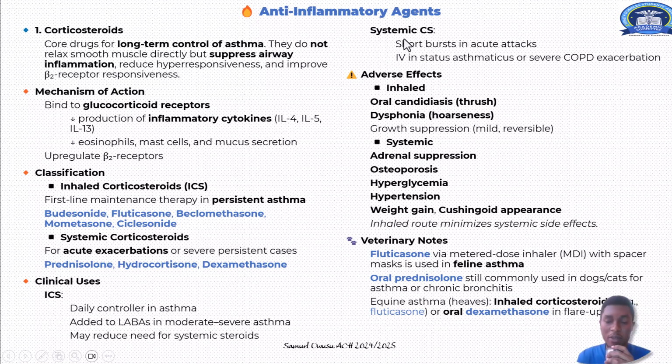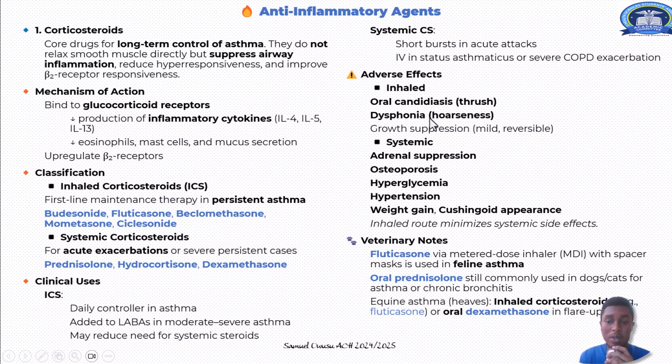And for the systemic corticosteroids, when you have a person with status asthmaticus, these are the right agents that you want to use, prednisolone and hydrocortisone, in order to relieve the patient of the symptoms. The adverse effects of these agents, because they are corticosteroids, tend to include oral candidiasis or thrush.